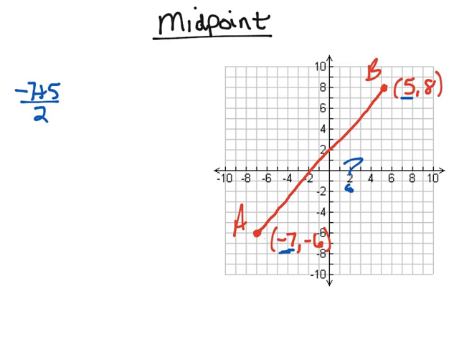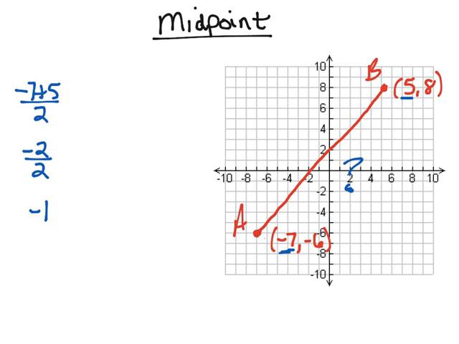So let's see here. -7 plus 5 would be -2. Then if I divide that -2 by +2, -2 divided by +2 would give me -1. So the x value for our midpoint is going to be at -1. However, I must also find the y value. So what we're going to do is basically the same thing.